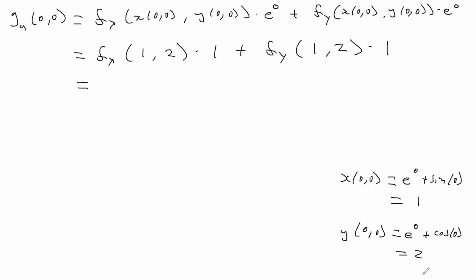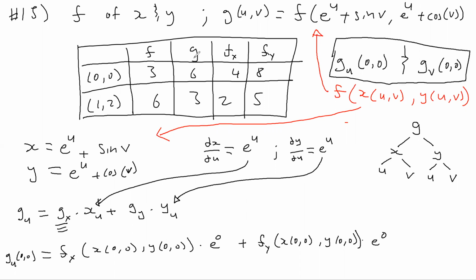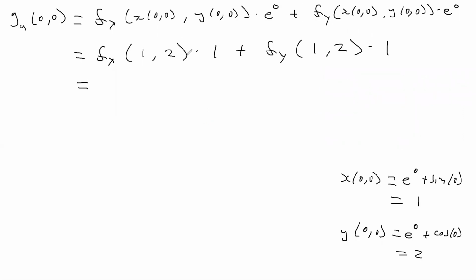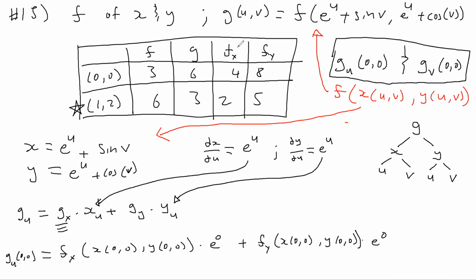And let's see, okay. Since we don't know what the function f is, we have to actually base it off this table right here. That's why they give us this point (1, 2). We do have f sub x and f sub y of (1, 2), and they do give us the values for that.